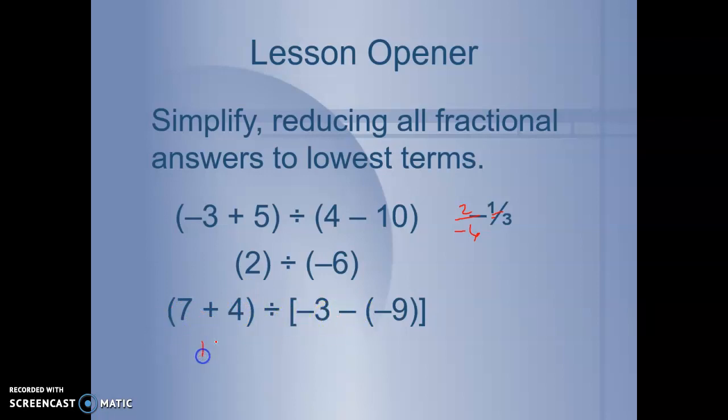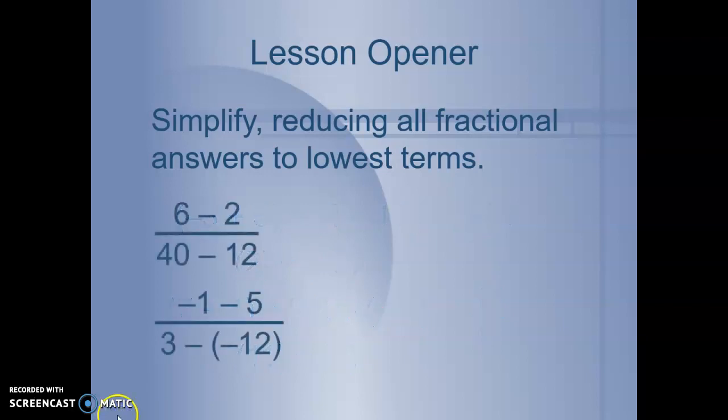Well, 7 plus 4 is 11, and negative 3 minus negative 9, so add the opposite of negative 9. You get negative 3 plus 9, that's 6. We get 11 divided by 6, and that cannot be reduced anymore, so that is the lowest terms. How would you simplify these? 6 minus 2 is 4, and 40 minus 12 is 28, and that can be simplified down to 1/7.